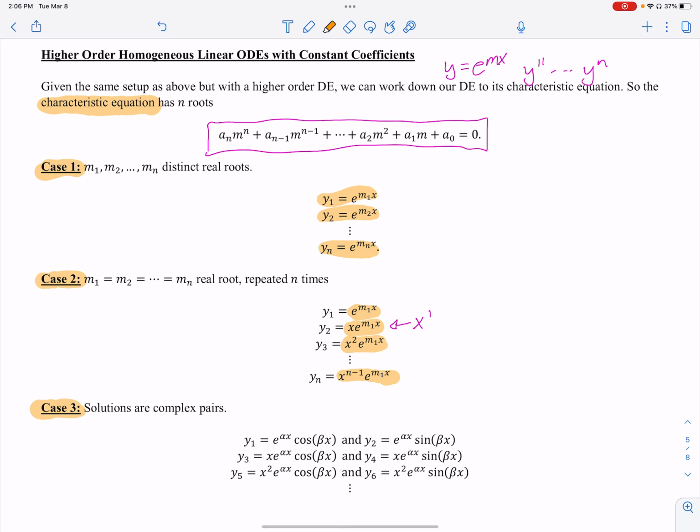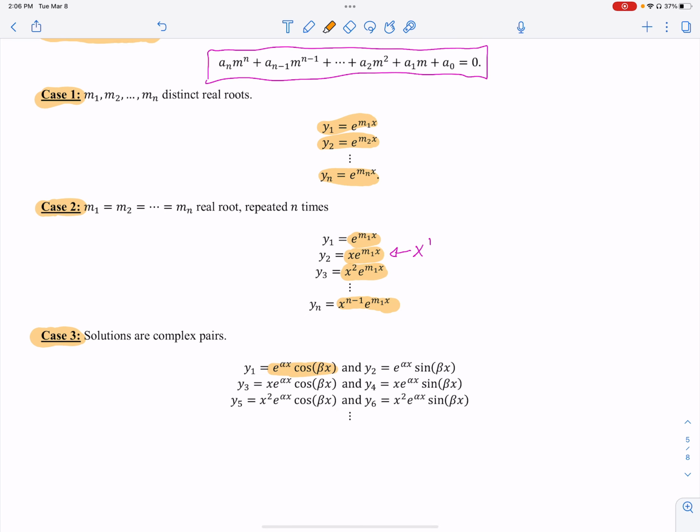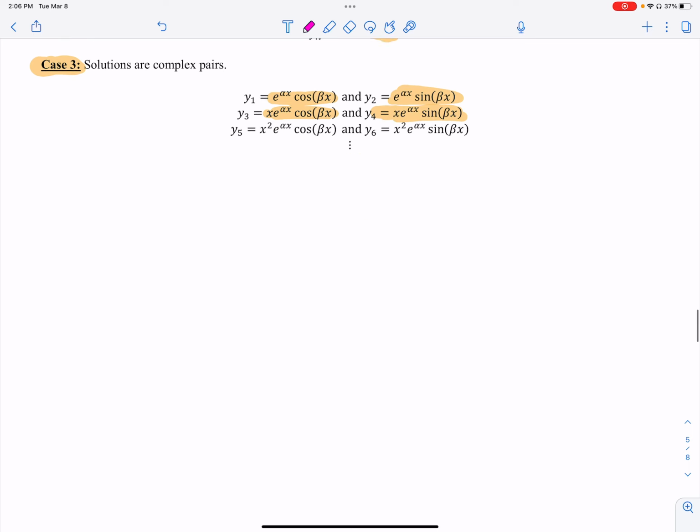Case 3 is the solutions are complex pairs, and we get the same thing. You take y1, you do that, y2, you get that. That's based on that complex pair. Here, we're going to have a different alpha, different beta that we'd use, and a different alpha, different beta, and I'd get those. And we just keep applying those until we use all our roots. Let's take a look at a few examples of these.